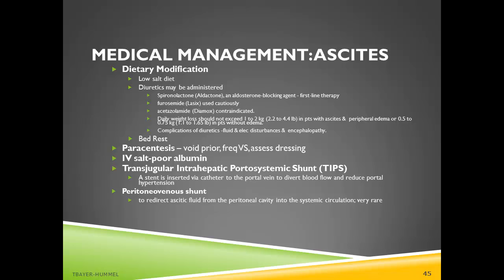Transjugular intrahepatic portosystemic shunt, which is a TIPS procedure. A stent is inserted via a catheter to the portal vein to divert blood flow and reduce portal hypertension. A peritoneovenous shunt might be placed to redirect fluid from ascites from the peritoneal cavity into the systemic circulation. Very rare that this procedure is done.